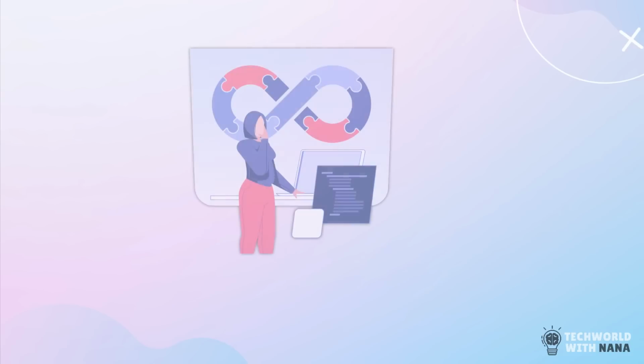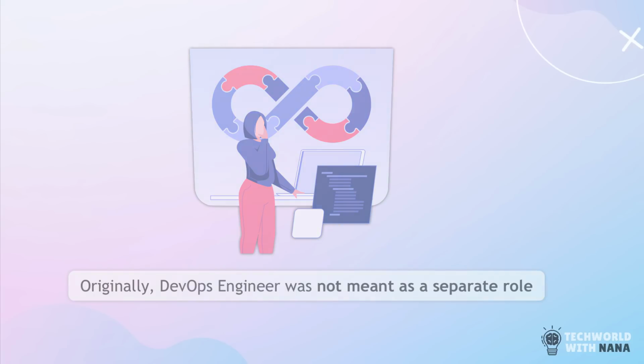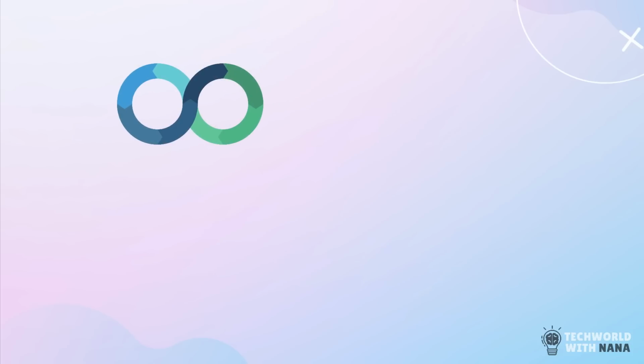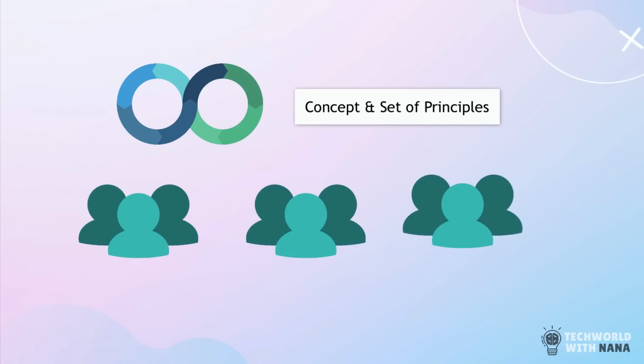But first, let me get one thing out of the way, which is that DevOps engineer was actually not meant as a separate role originally. DevOps is a concept and a set of principles, and different engineering roles like software developer, IT operations, server administrator, and so on, were supposed to implement those DevOps practices and principles. So that was the original idea of DevOps.